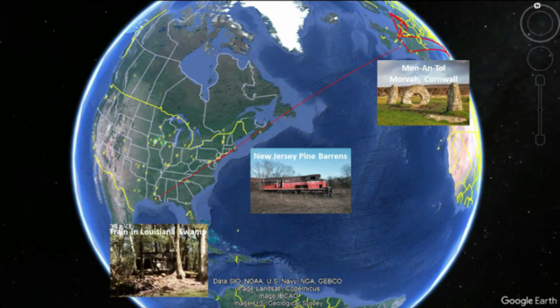So with regards to the alleged Crowley connection with the Philadelphia experiment, I extended the Pine Barrens alignment that I found connecting the three Pine Barrens of New Jersey, central Long Island, and coastal Massachusetts. Going in the northeast direction, the alignment connected to Morvah in Cornwall, the location of Menantoul, and going in a southwest direction, I took it as far as the bayous in Louisiana, along with at least one abandoned train found out in the middle of nowhere in the New Jersey Pine Barrens. There is at least one abandoned train in a bayou in Ascension Parish.